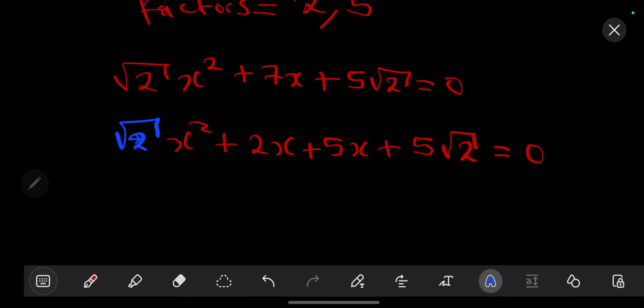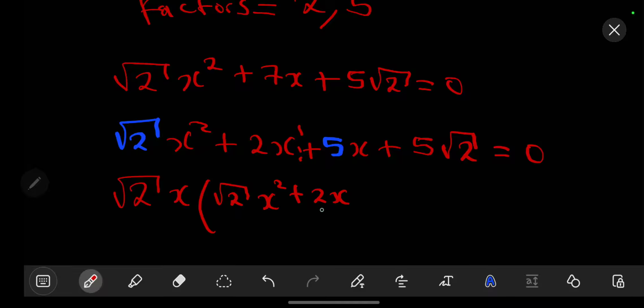Firstly, on the first part, factorize the one with the square. On the second part, just factorize the one without the square. So you are going to say the square root of 2 is common. Also the x is common. Now what this means is that you are going to be dividing the original terms, the square root of 2 x squared plus 2x, by the common factor. So you divide over the square root of 2 x, like that.